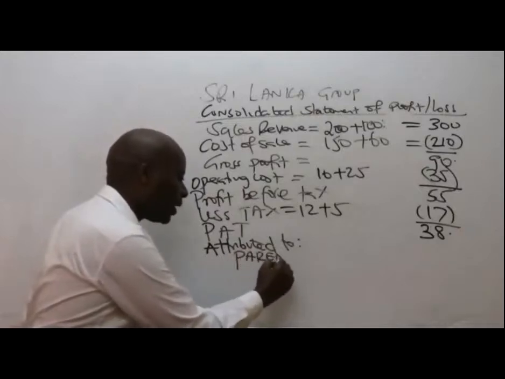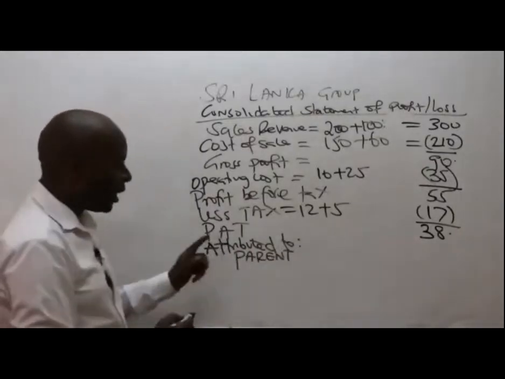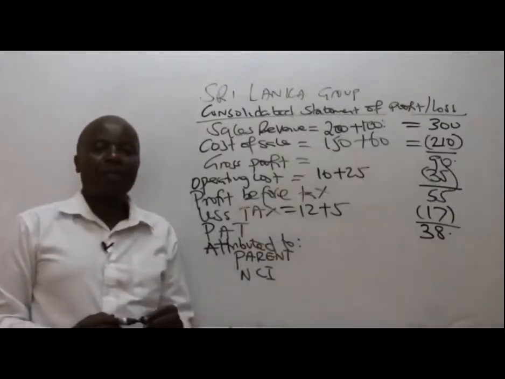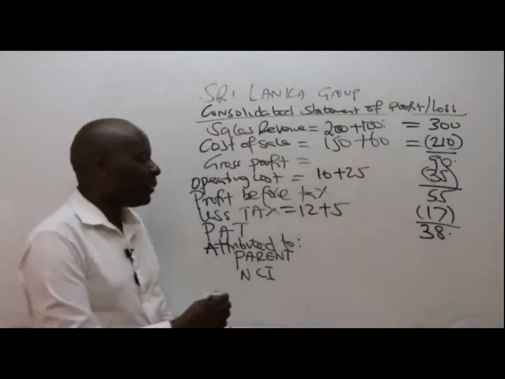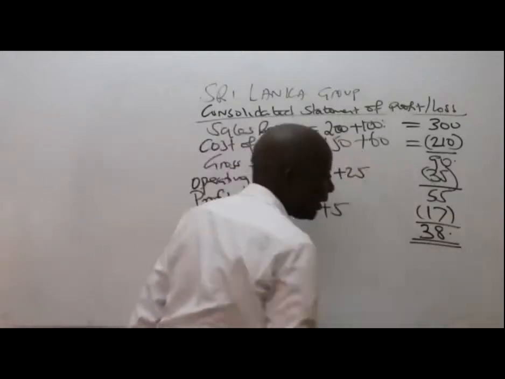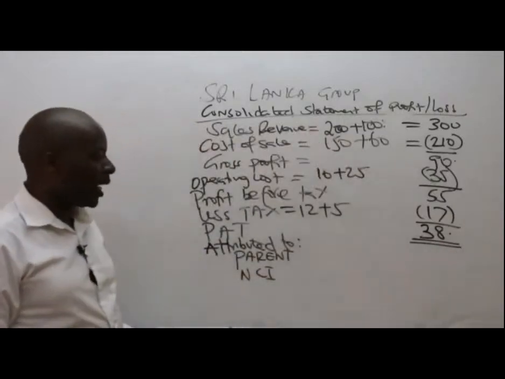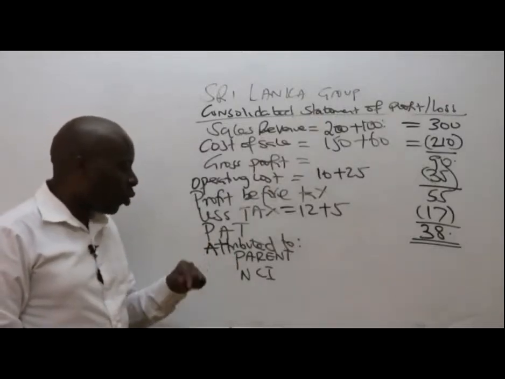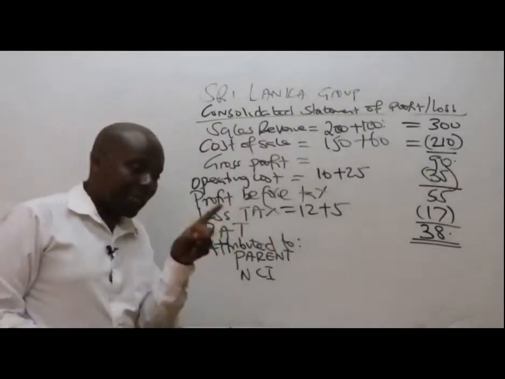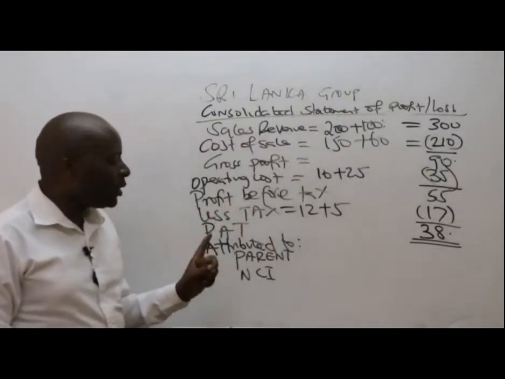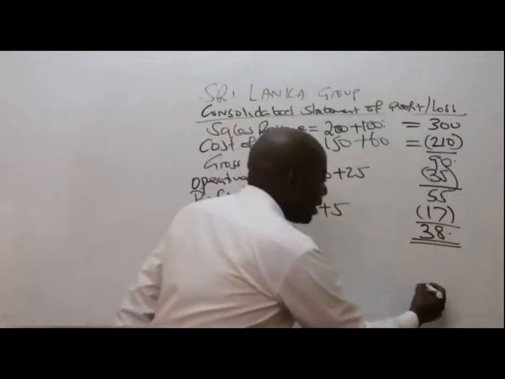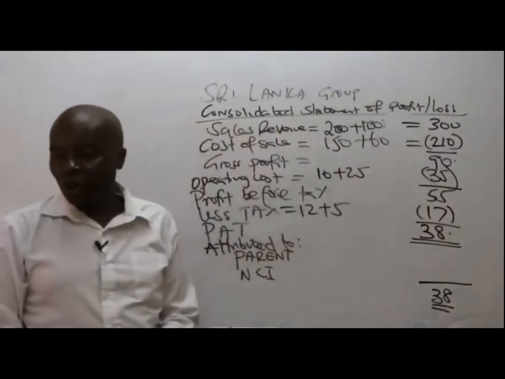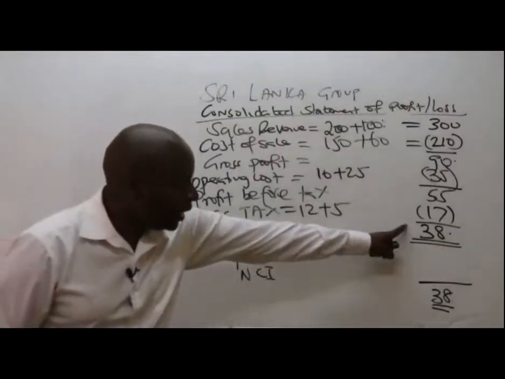We have the parent and NCI, the non-controlling interest. Remember the profit after tax, you can even come and double underline. Who are the owners of this profit after tax? Number 1 is attributed to the parent, and number 2 attributed to NCI. Remember, the 2 must account for this 38.